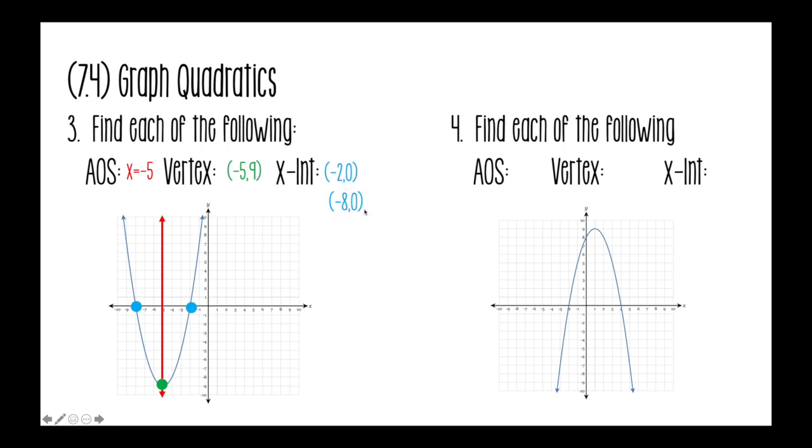For number 4, our axis of symmetry is going to be x equals 1. Our vertex is a high point in the graph, so that's at (1, 9). Our x-intercepts here are going to be at -2 and +4. So we write that as (-2, 0) and (4, 0).